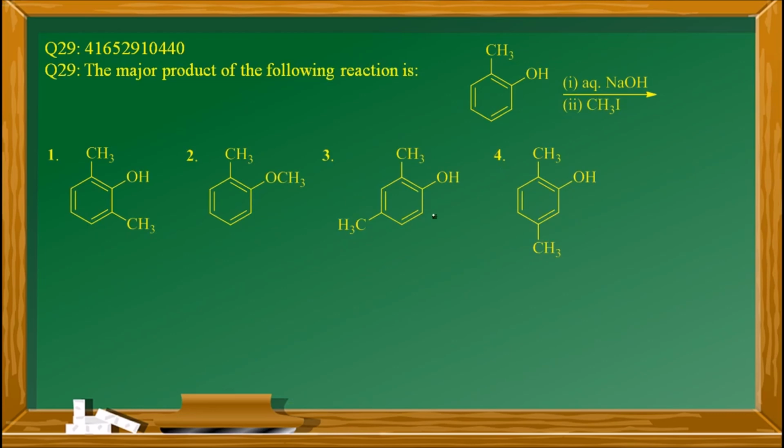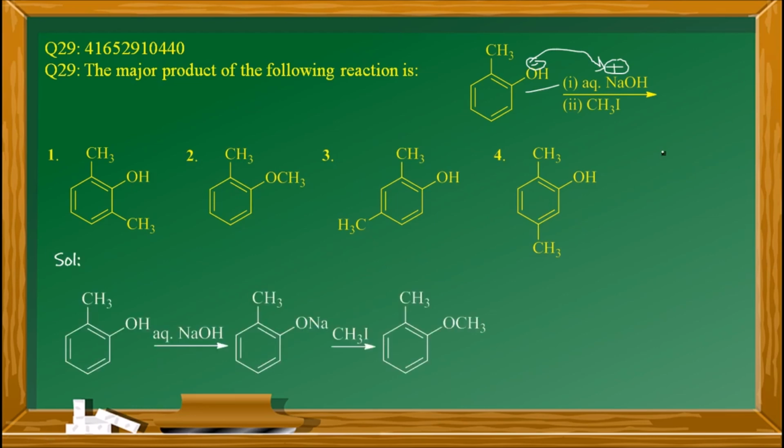Next, number 29. The major product of the following reaction is, what is the reaction? They are doing the reaction with aqueous NaOH in the first step, and in the second step they are treating with methyl iodide. This material is orthocresol, which is a phenol. This phenol will form a salt with the sodium ion. Sodium hydroxide is a strong base, so with sodium hydroxide it forms sodium phenoxide. This is sodium phenoxide, friends.